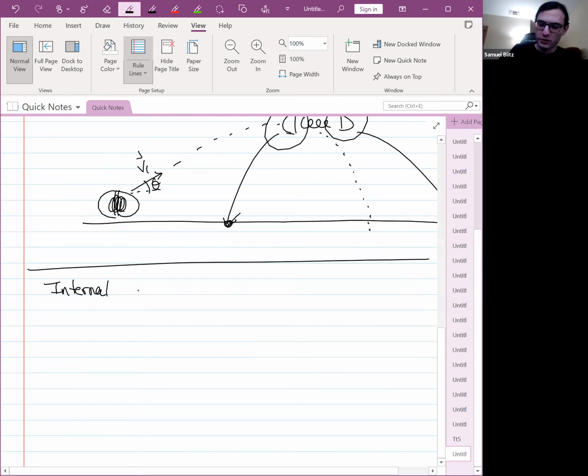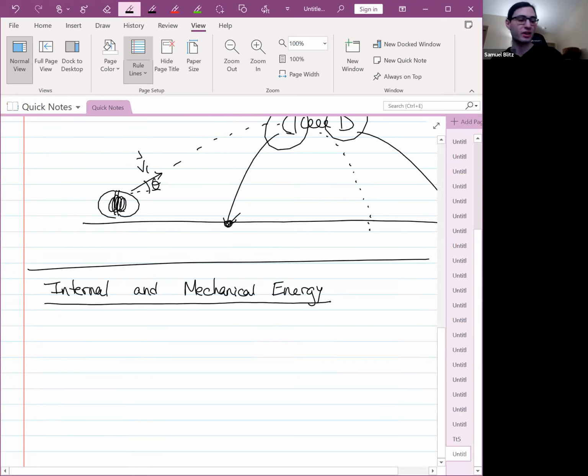So we've already talked about what mechanical energy is, at least on a surface level. And we've talked about what internal energy is, again, at least on a surface level, but we haven't talked about it in a whole lot of depth. Just as a quick reminder, the work energy theorem derived from Newton's second law.